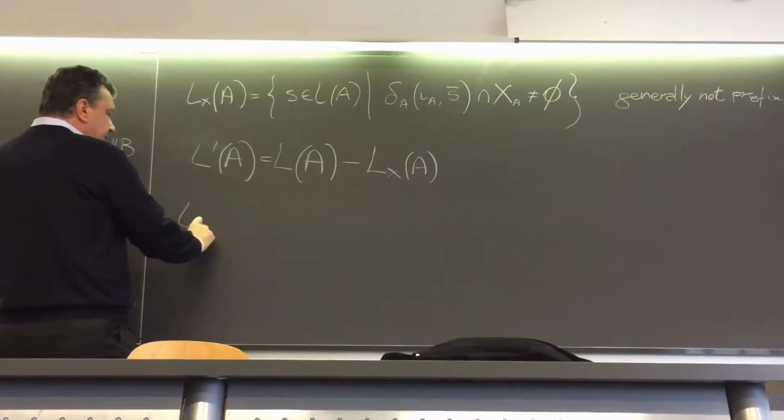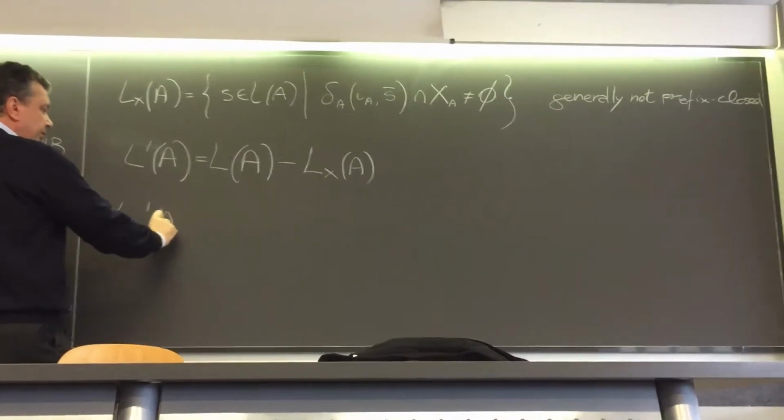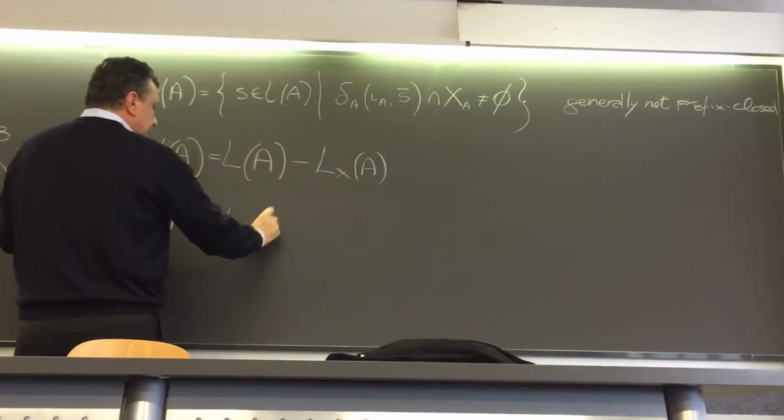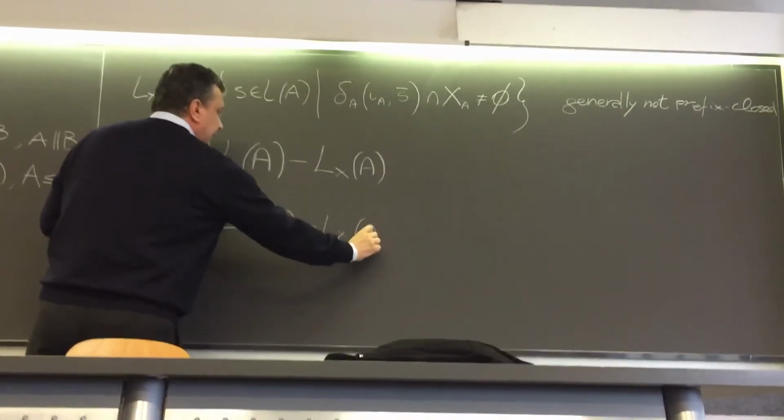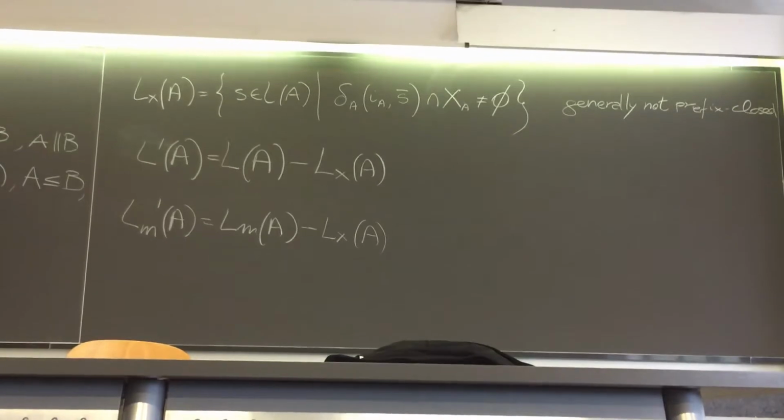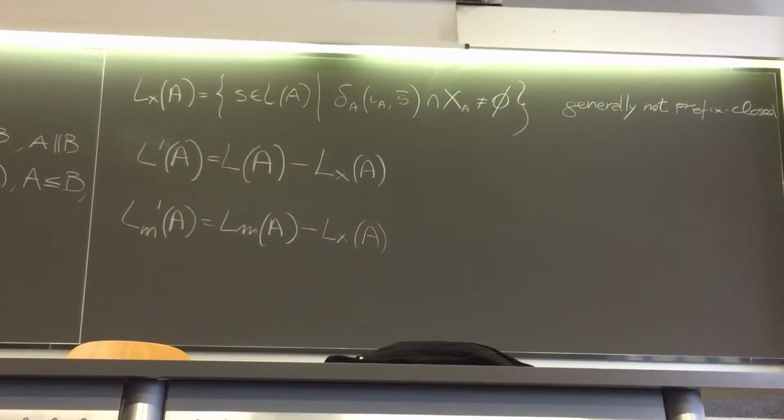And similarly, the marked prime language of A, which is the marked language of A minus LX of A. Okay. So these are the prime languages, which are the finally good languages, because basically I removed all the bad words from the language. So all the strings that come across a forbidden state.